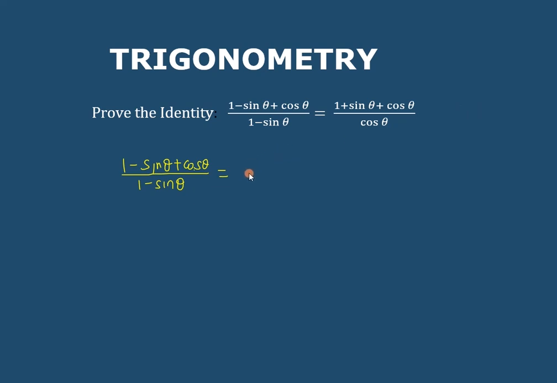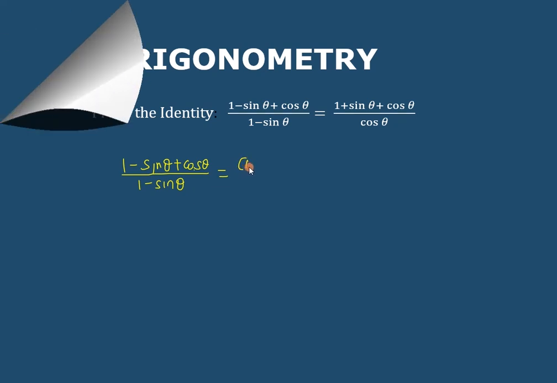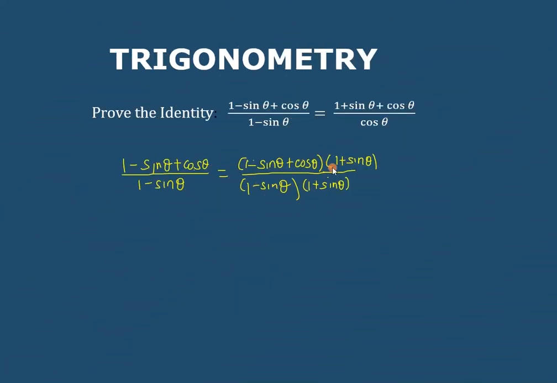We are going to employ the same method of getting the conjugate of the denominator and multiplying it up and down. This is what we do. This is what we have after multiplying up and down by the conjugate of the denominator. The conjugate of the denominator is 1 plus sine theta. You can get that by changing this sign here, what was minus becoming a plus.